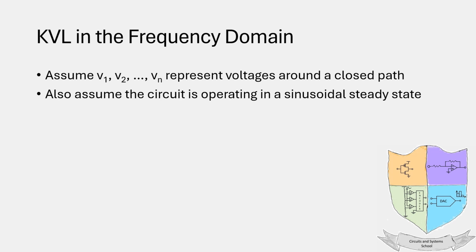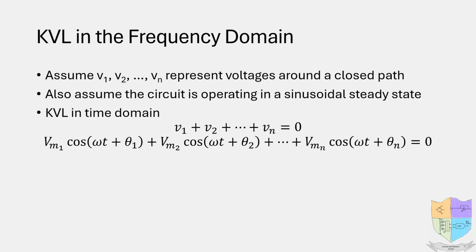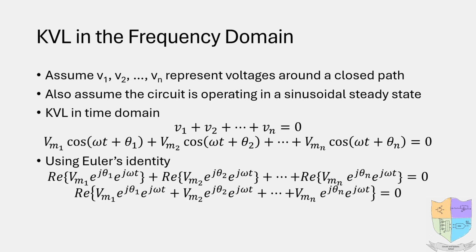Assume V1, V2, all the way to Vn represent voltages around a closed path. Also assume the circuit is operating in a sinusoidal steady state. We apply Kirchhoff's voltage law in the time domain. Then, each voltage is represented using the real part operation.